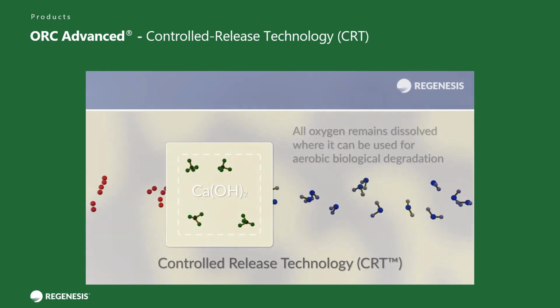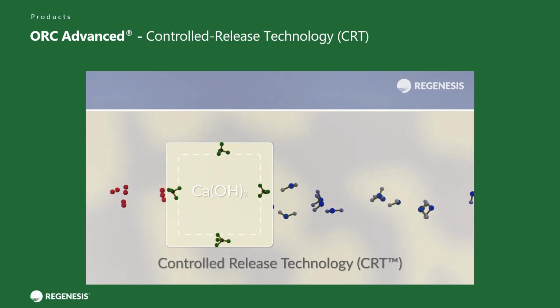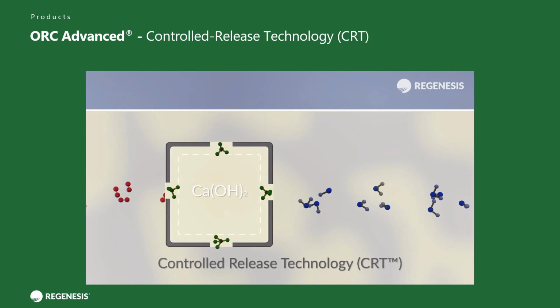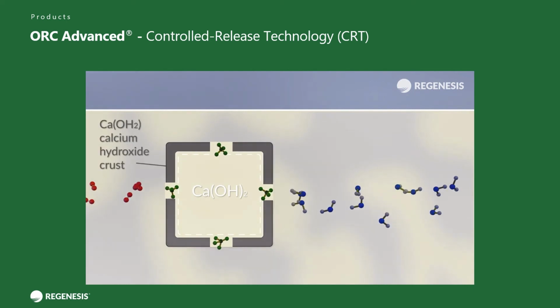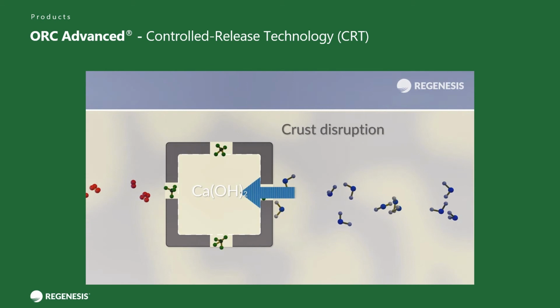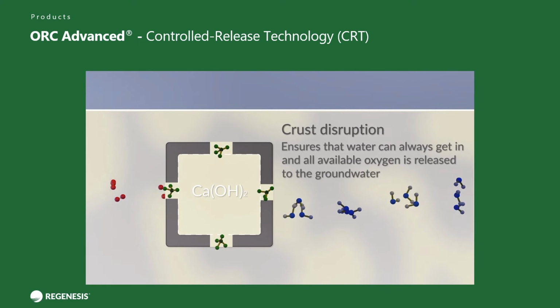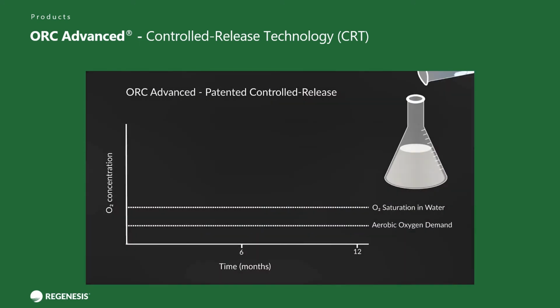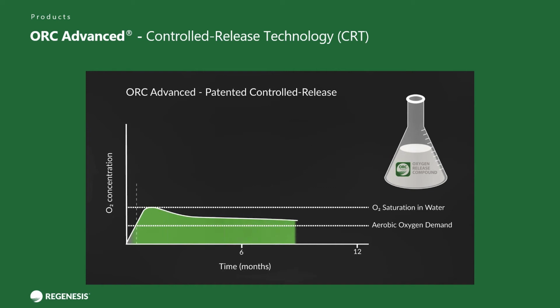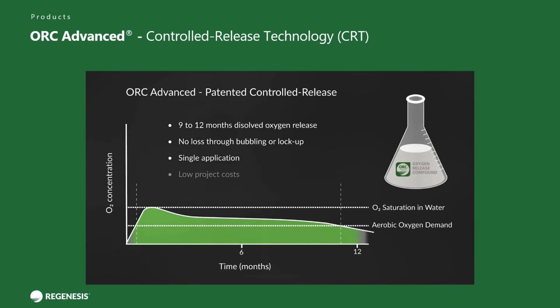So after a single application, you get up to 12 months of oxygen release, so you don't have to do multiple applications. And they also ensure that you don't have this impermeable rind forming, so that you do get that continual 12-month release of oxygen into the subsurface. That means that with a single injection, you're creating a stable environment over a long period of time. That means you grow a large microbial consortia to break down as much of that contamination as possible, all from a single injection.